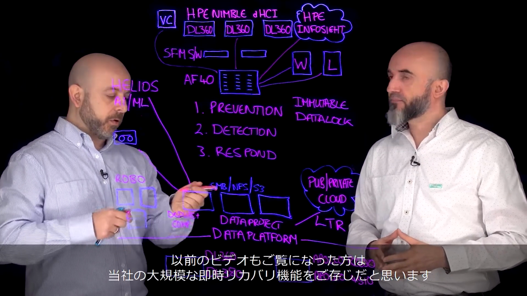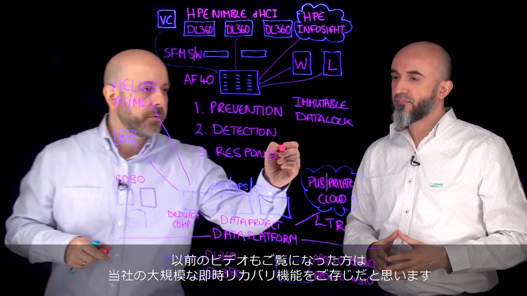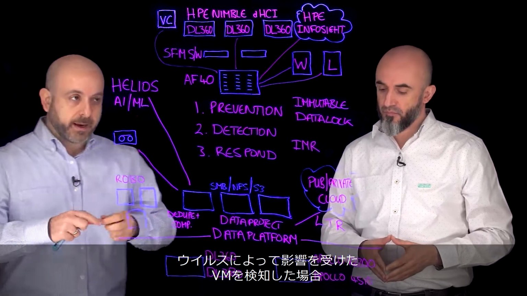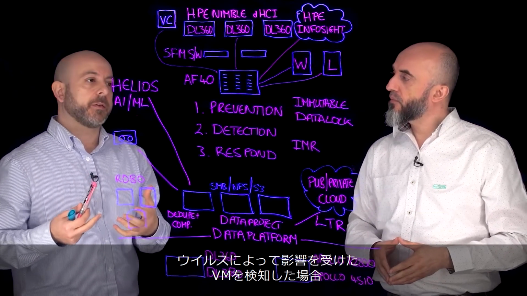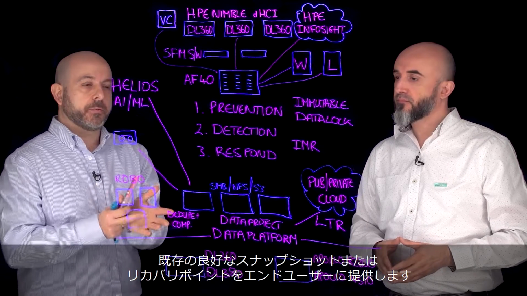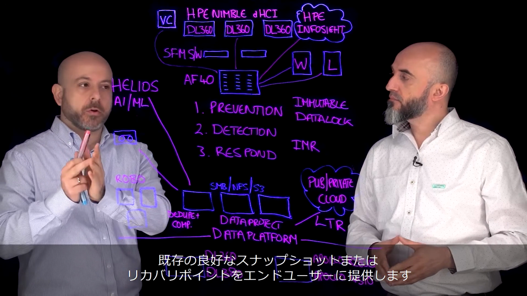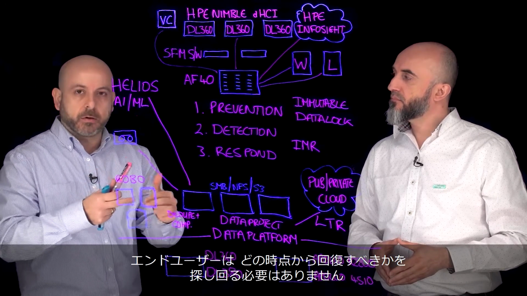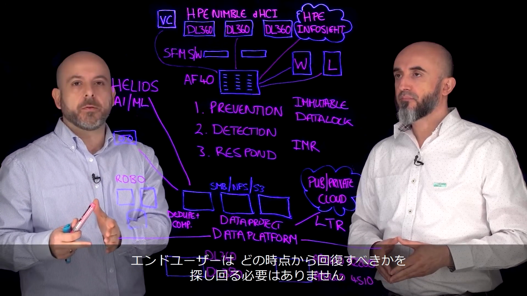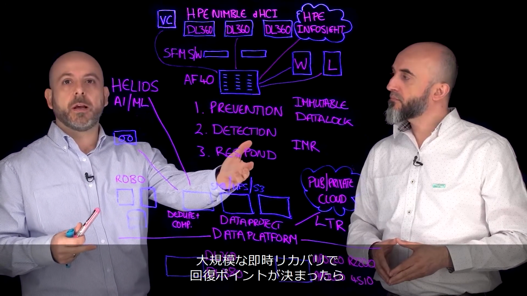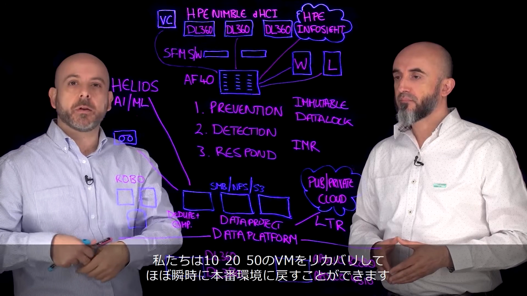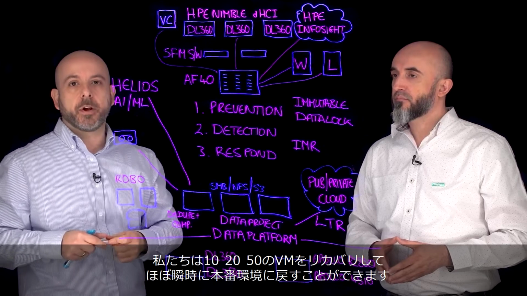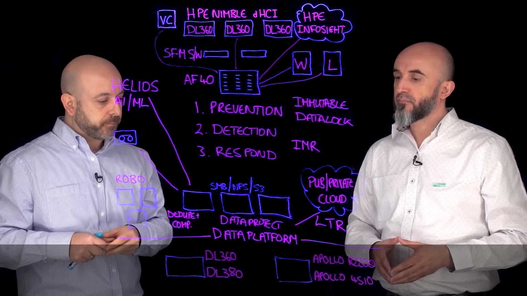Sure. So, if you watch the previous videos as well, you'll be familiar with our instant mass recovery capability. Where we detect VMs that have been impacted by this situation, we actually will provide a known good snapshot or a recovery point to the end users. And so they don't have to keep searching and looking around for which point in time to recover from. And then once they do decide the recovery point with instant mass recovery, we can recover 10, 20, 50 VMs and bring them back into production almost instantaneously.